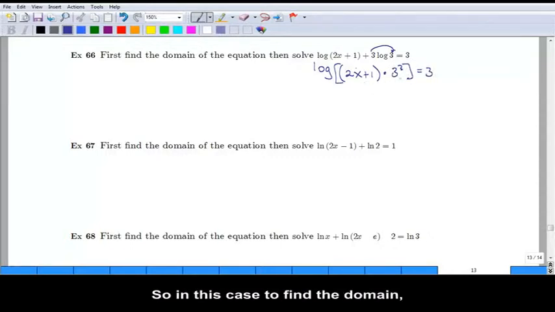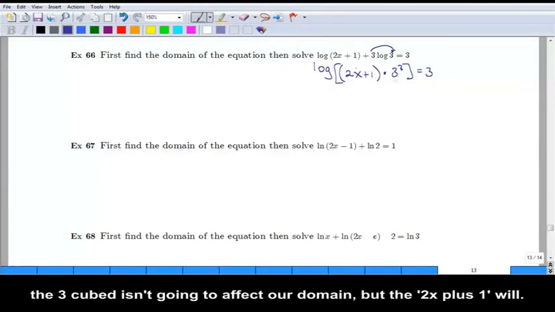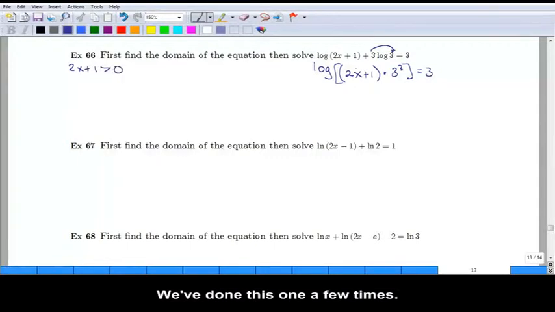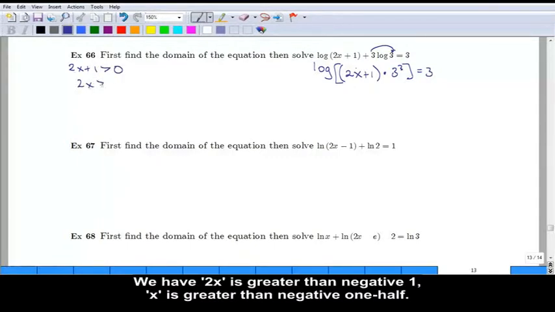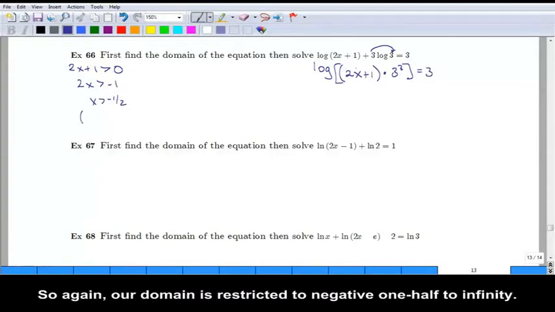So in this case, to find the domain, the 3 cubed isn't going to affect our domain, but the 2x plus 1 will. We've done this one a few times. We subtract the 1 over. We have 2x is greater than negative 1. x is greater than negative 1/2. So again, our domain is restricted to negative 1/2 to infinity.